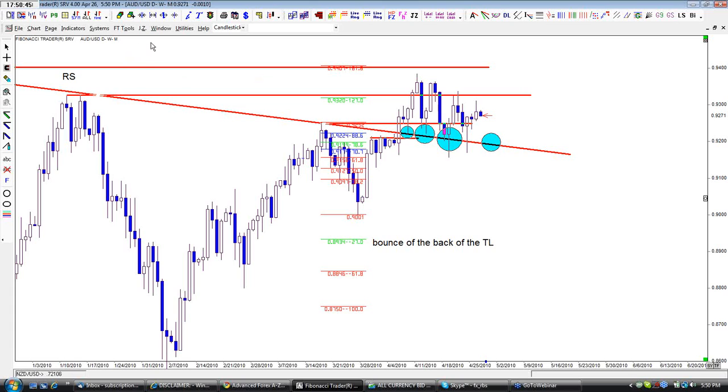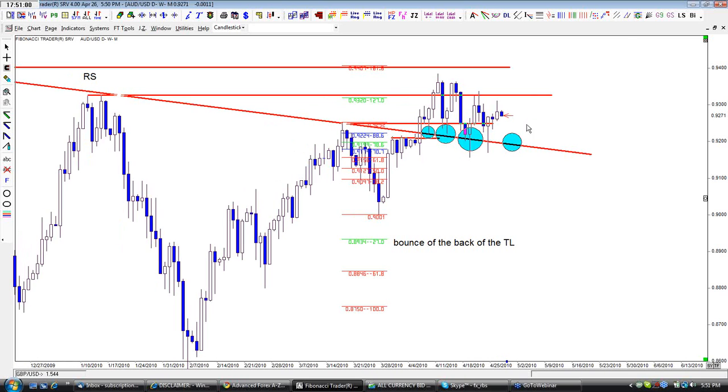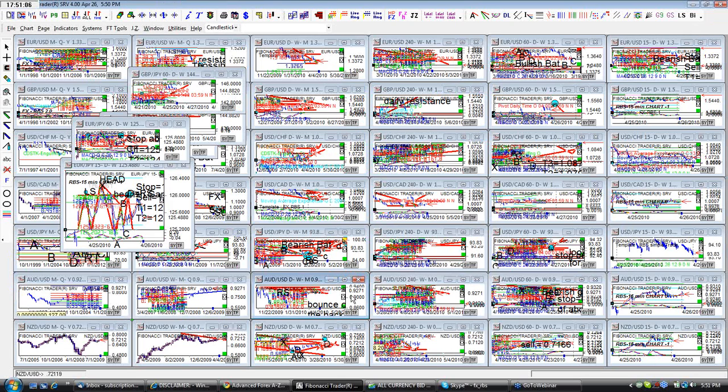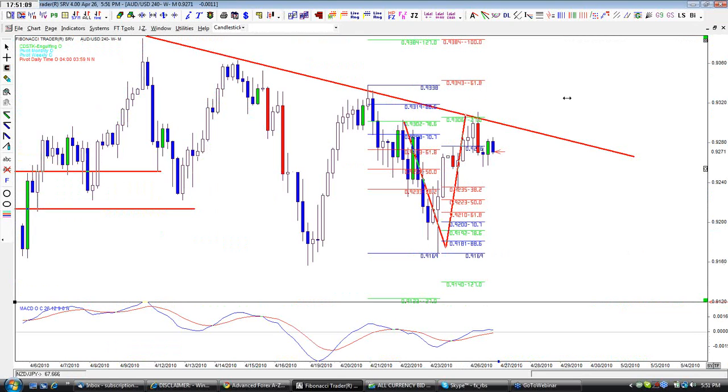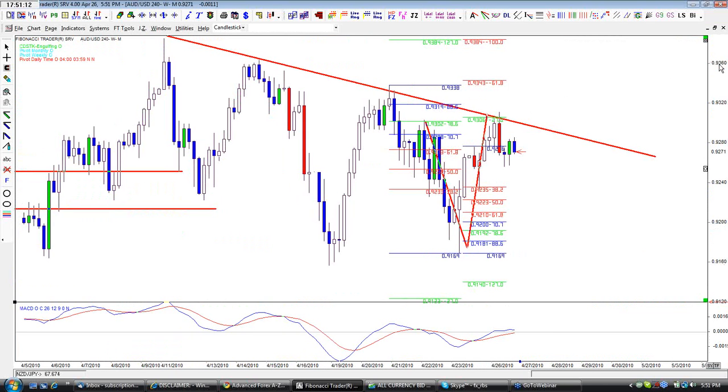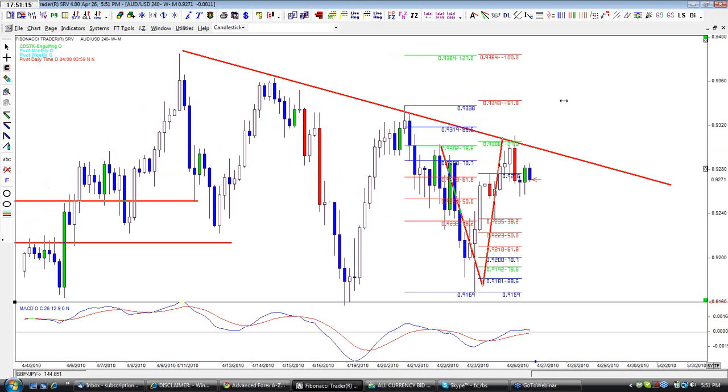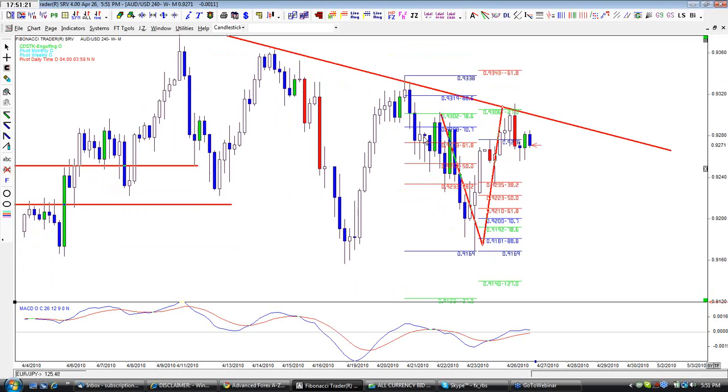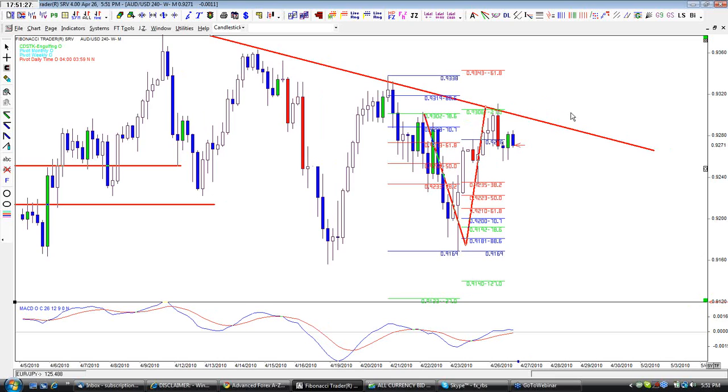Now this is the Aussie dollar daily chart. We've been trading from resistance to support and back and forth. The pair has been very, if I can say, uncomfortable for trading. This morning we had this convergence of the 786 with 127 with a downtrend line.